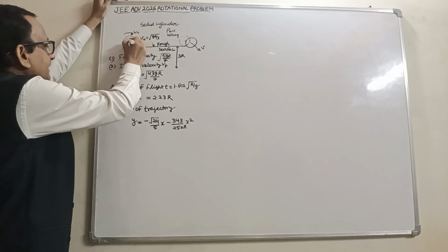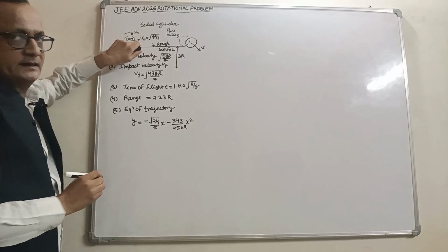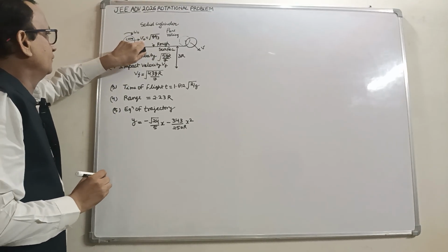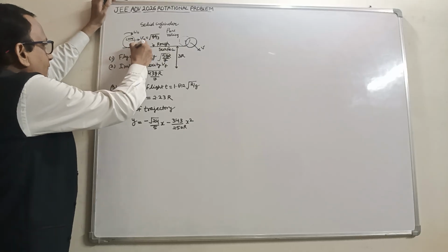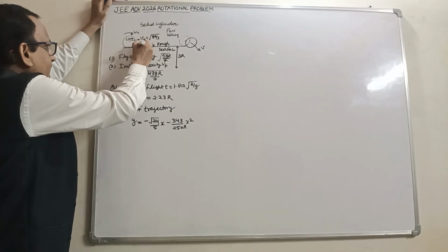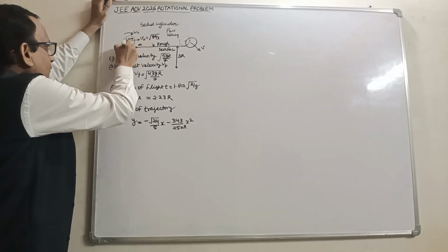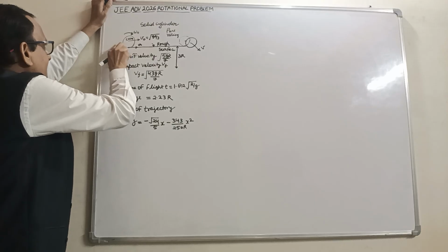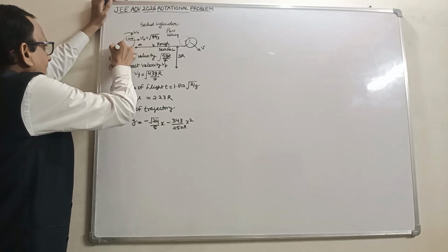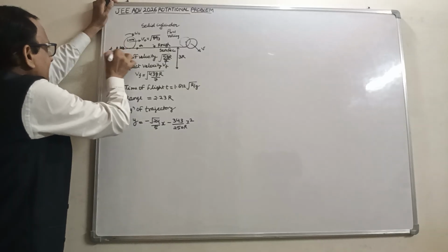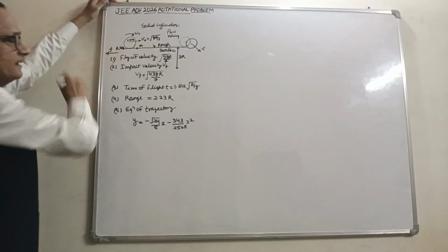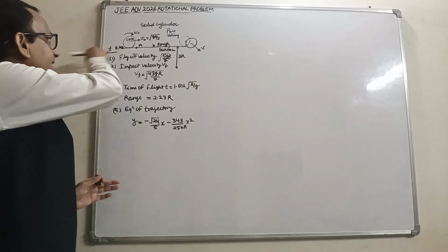So here the center of mass is moving with velocity, suppose this is v naught, which is given as under root of g r by 3. So one velocity component is v naught, and another component would be r omega naught, where R is the radius. And the friction is also acting here in that direction.